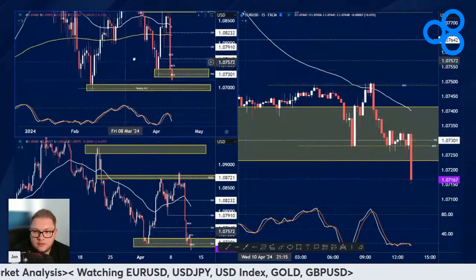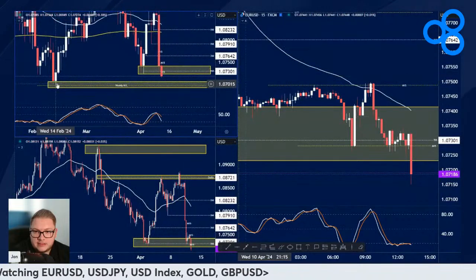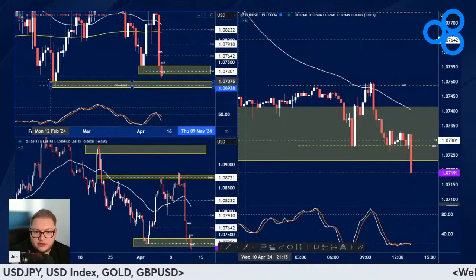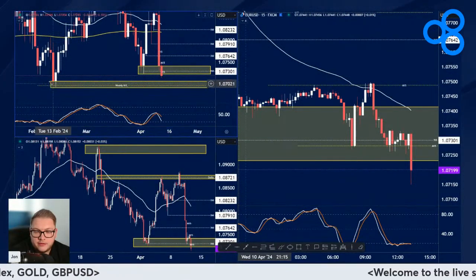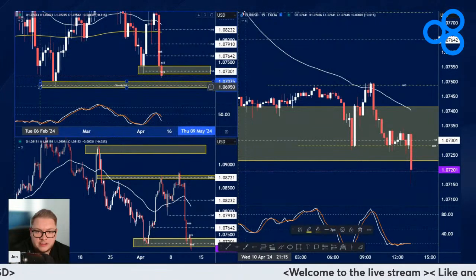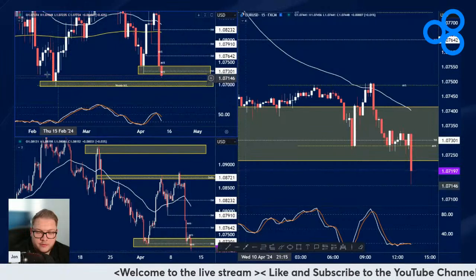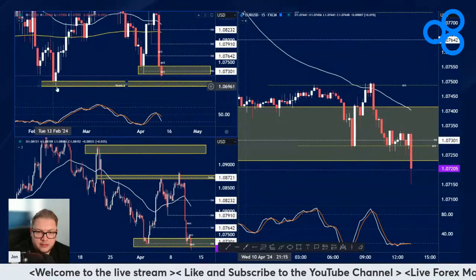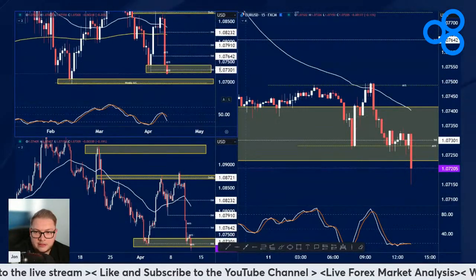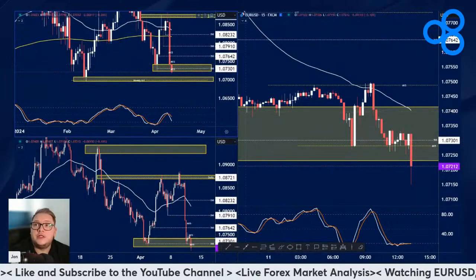But we're coming into a key area. This daily chart shows us that we've got these lows down towards this 1.07 handle. This is where I think a nice target, if you are short euro dollar at the moment, euro against the dollar, this is a good area to consider taking some position out.